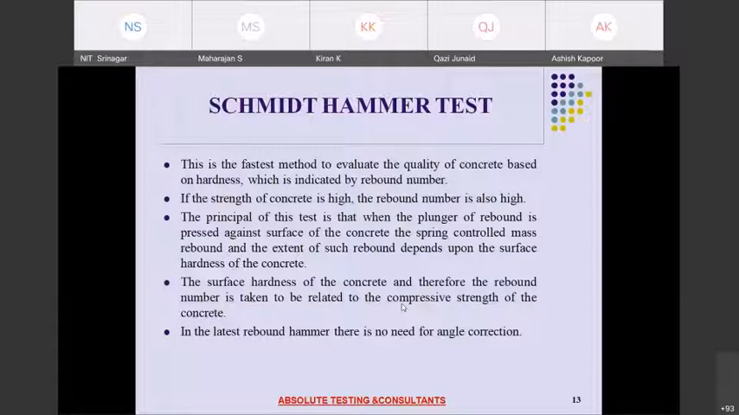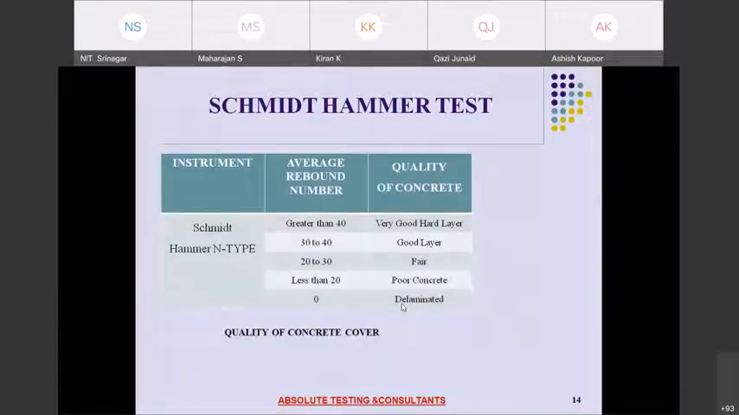But in the latest rebound hammer, which is a digital rebound hammer, a gyroscope is installed, so angle correction is not required. So this is how you can judge the quality of concrete based on the rebound number.